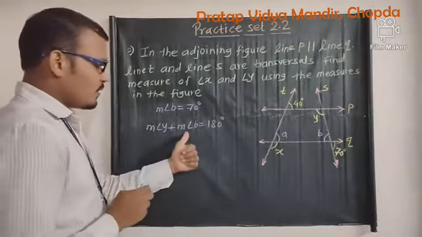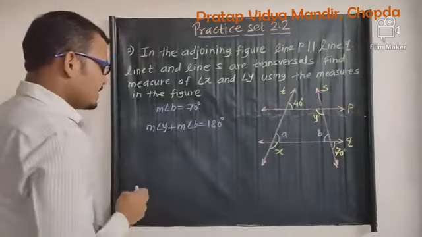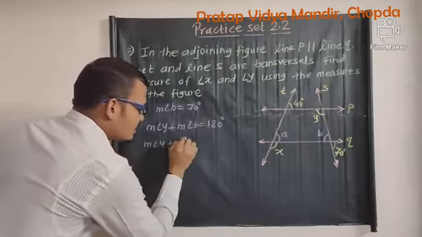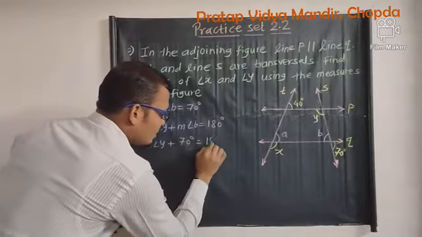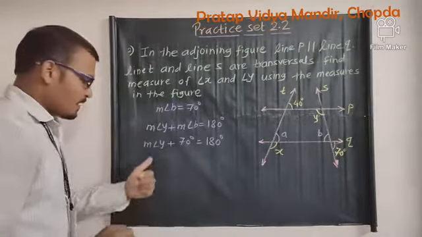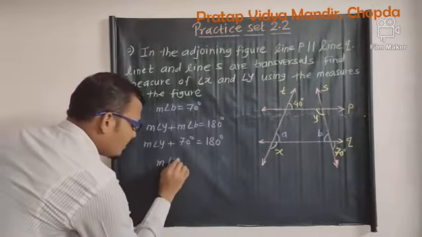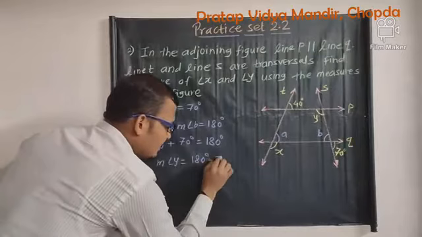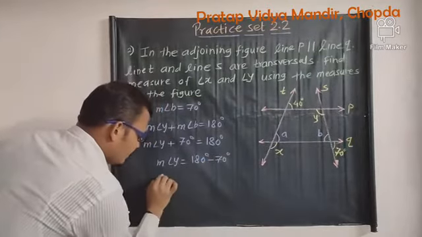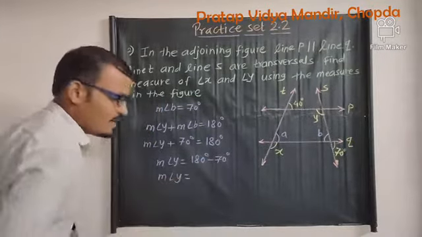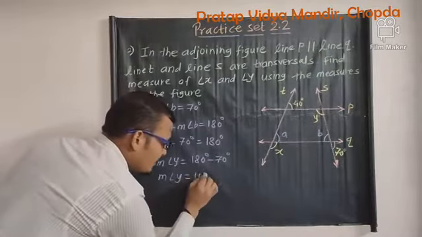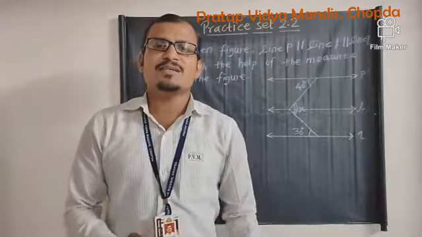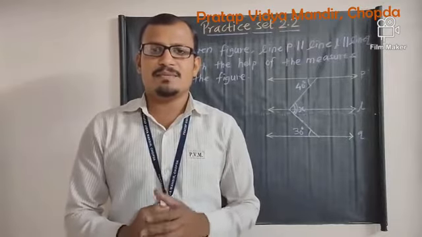So put the value of angle B, 70 degrees. So measure angle Y plus 70 degrees is equal to 180 degrees. Now measure angle Y is equal to 180 minus 70. That is, measure angle Y is equal to 110 degrees. Friends, now you can easily solve example number 3 and example number 4.